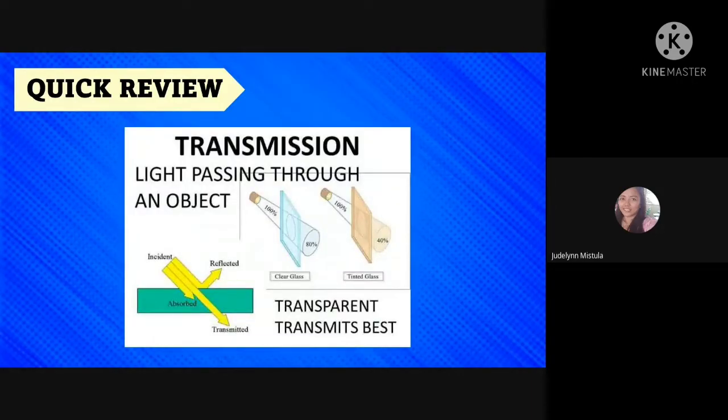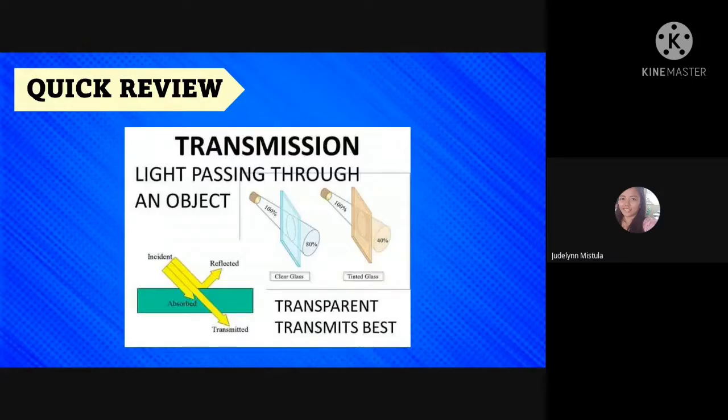Before we proceed, let us have first our quick review. The previous module talks about transmission, reflection, and refraction of light. So when we say transmission, what comes to your mind? So in physics, light can refer to any electromagnetic wave, may it be gamma ray, radio wave, microwave, or the visible light. When light travels and strikes an object, a number of things can happen. Light may be absorbed, reflected, or transmitted.